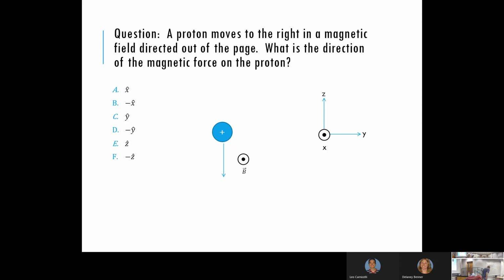To be continued. We'll pick up there on Monday. If you're thinking about instrumentation, yes, indeed, this is how your mass spectrometer works. Different particles travel on different circles, so you can filter them out.